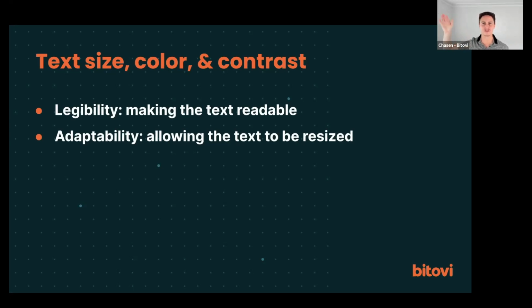I think WCAG says the AA standard is being able to increase by at least 200%, and then AAA is 300 or 400% or something like that. So being able to bump up your text size, either your default text size or hitting Command plus to increase the text size of the page.